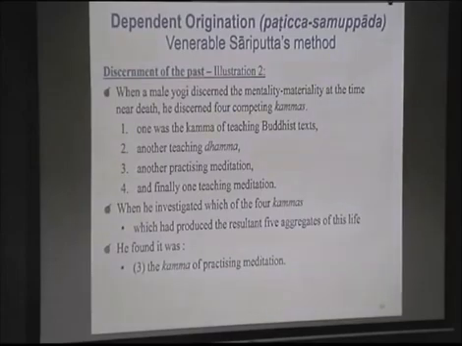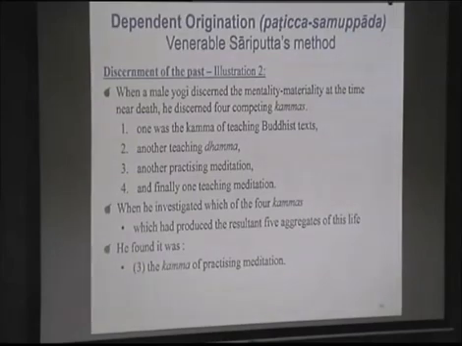combatant karmas. One has the karma of teaching Buddhist text, another teaching Dhamma, another practicing meditation, and finally one teaching meditation. So you see many wholesome karma falls. When he investigated which of the 4 karmas had produced the resultant 5 aggregates of this life, he found it was the karma of practicing meditation.